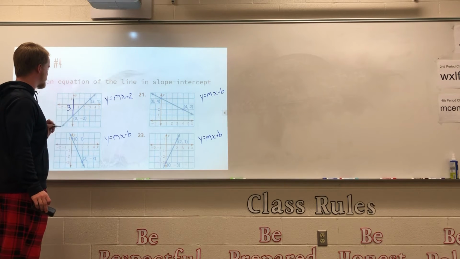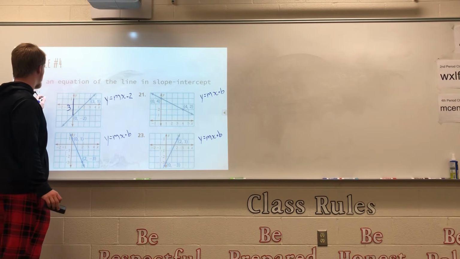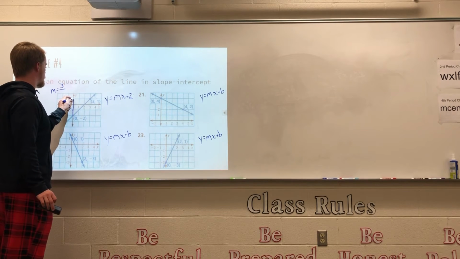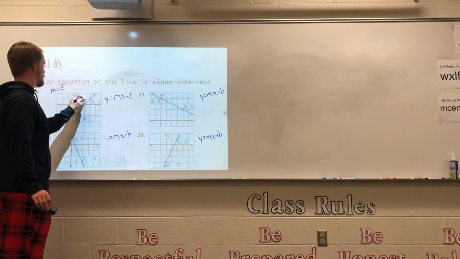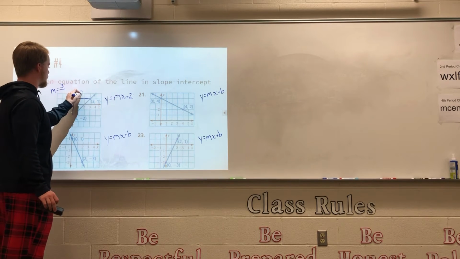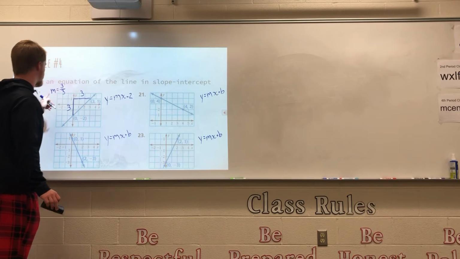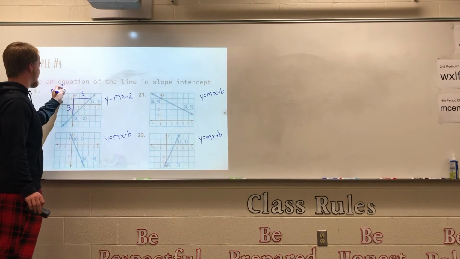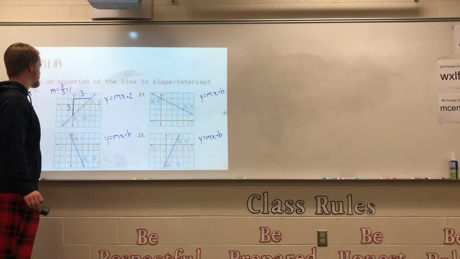Up is positive, so +3 was my rise. So m equals positive 3 on top. And then my run would be 1, 2, 3. That will also be 3, positive. So we have a slope of 3 over 3. That just reduces to 1.